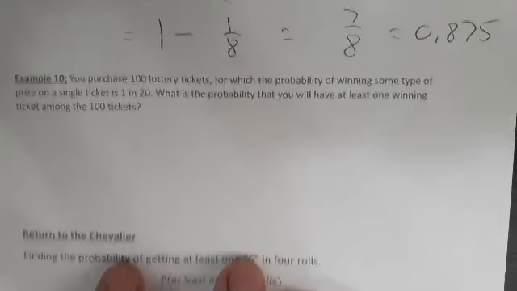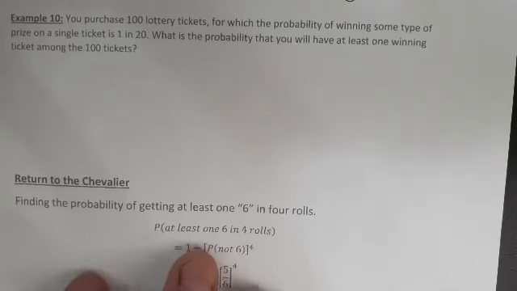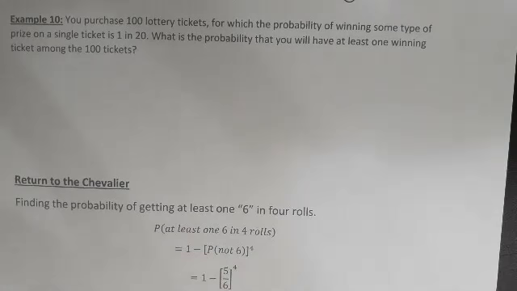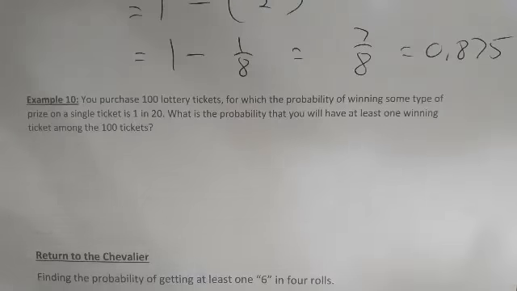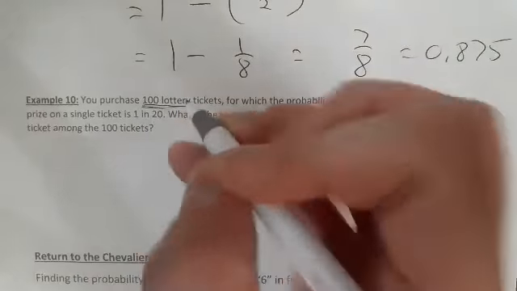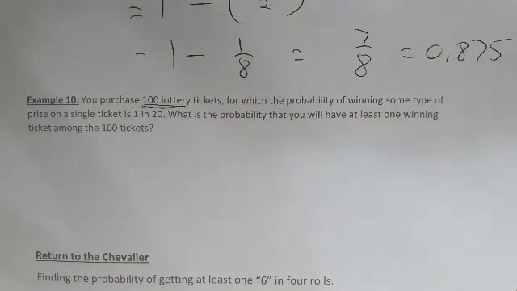Now, we don't want to follow this sort of thing. We want to generalize formulas so that when we do things larger, we can do things larger. We're only doing 3 trials there, so we can do larger trials. You purchase 100 lottery tickets, for which the probability of winning some type of prize on a single ticket is 1 in 20. So this is the number of trials I'm doing. The winning for a single trial is 1 in 20. What is the probability that you have at least one winning among the 100 tickets?